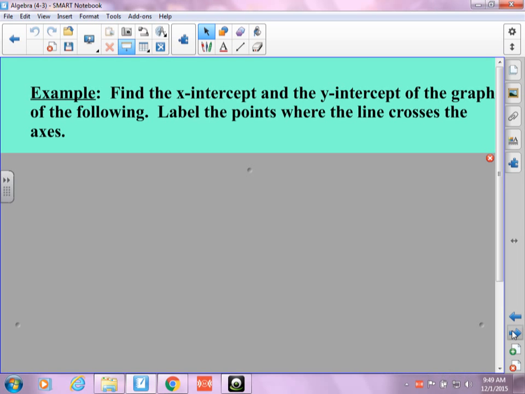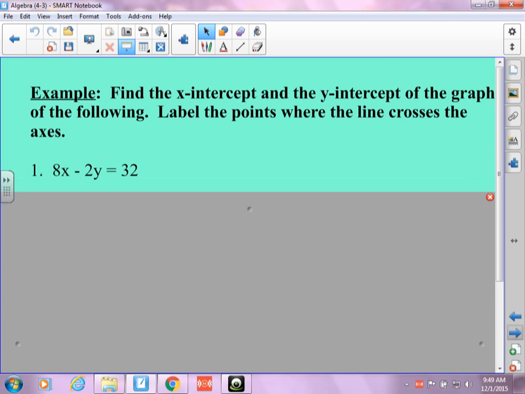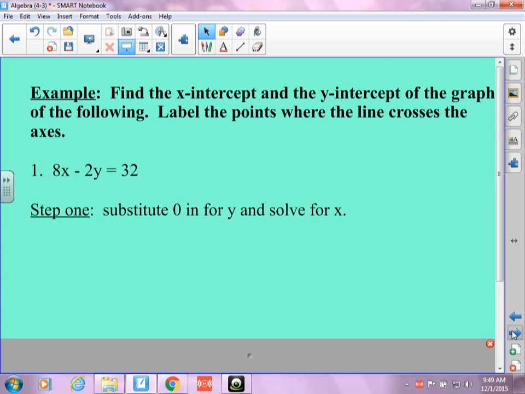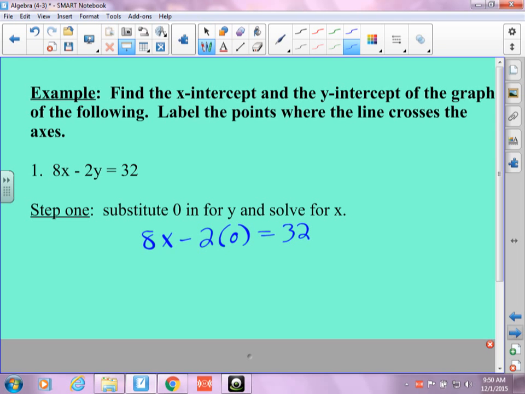So let's look at this first example. It says, find the x and the y intercept of the graph of the following. Label the points where the line crosses the axes. So here is the first problem. All I'm going to do is find out where it crosses the x and the y axis, right? So first of all, I'm going to substitute 0 in for y. So I'm going to go 8x minus 2 times 0 equals 32. And you're going to notice how I took out the y and I put in a 0.